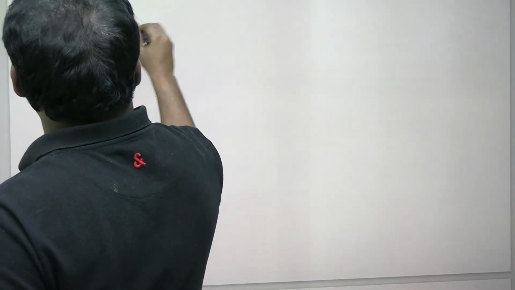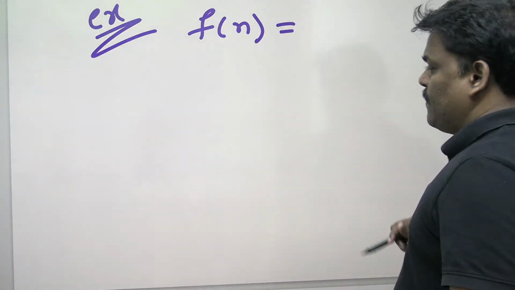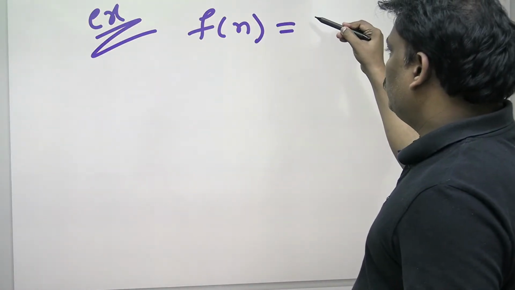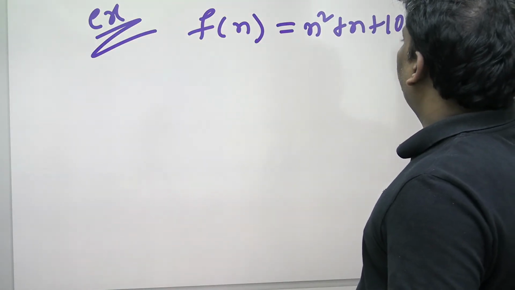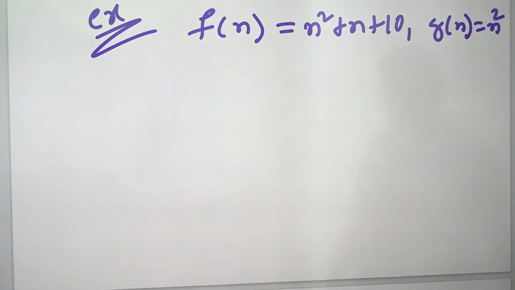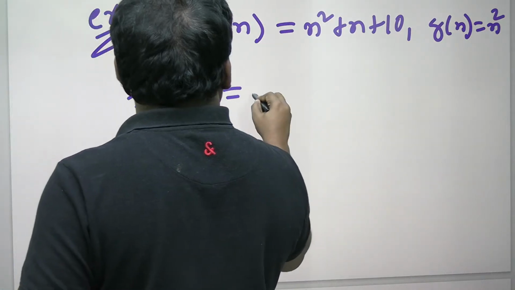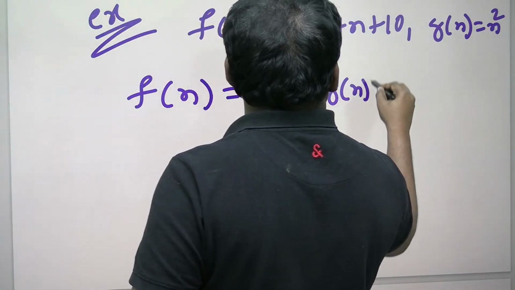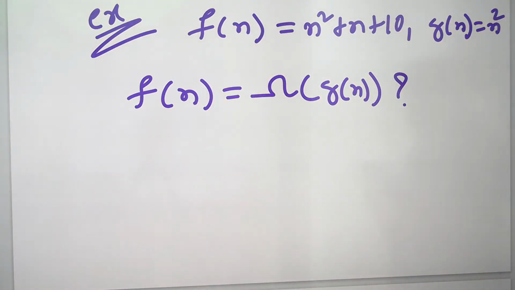One more example. See carefully: f(n) is equal to n square plus n plus 10, g(n) is equal to n square. Now see this one. I want to prove f(n) is omega of g(n). How to prove it? If anyone knows, can you try this?